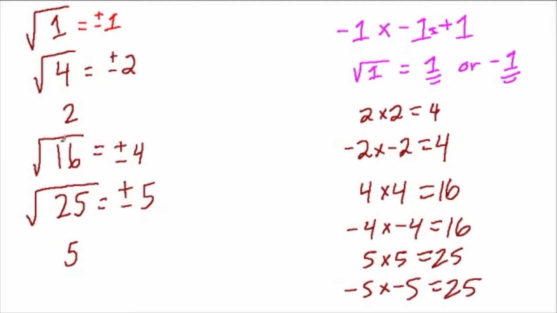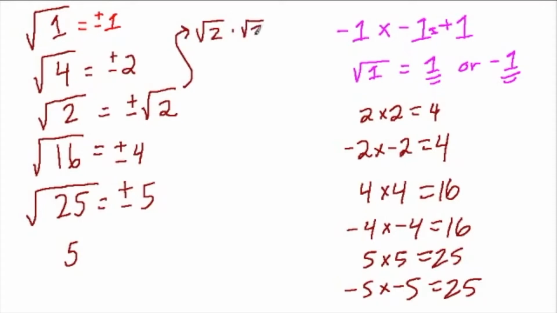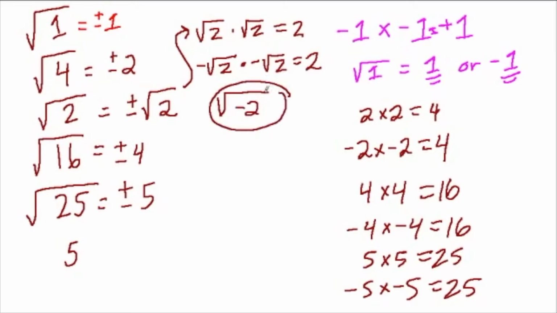Now, what about these last two? Well, the square root of 2 is irrational, so we can just say it equals the square root of 2, or the negative square root of 2. If you think back to past videos, take the square root of 2 times the square root of 2, you get 2, right? You're squaring the square root. So the negative square root of 2 times the negative square root of 2 also equals 2. Be careful not to put the negative sign inside the square root.